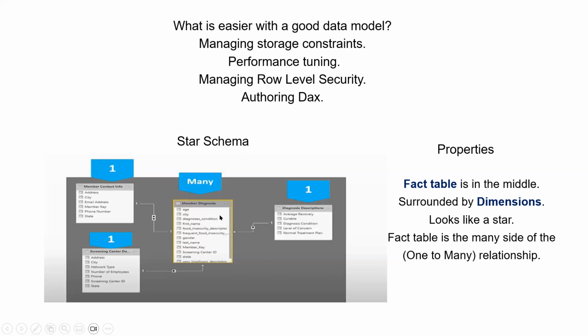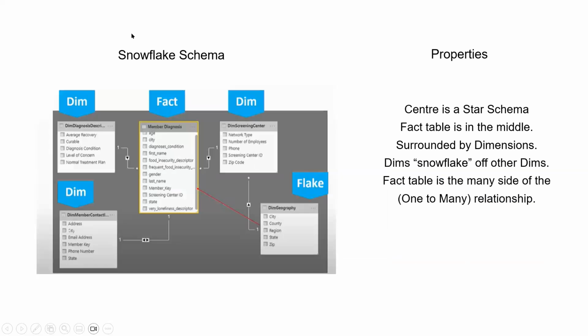So that's the star schema for you. And then we look at the snowflake. That's another type of data model. The snowflake has elements of the star schema, but there's a bit of branching out with our dimension table.